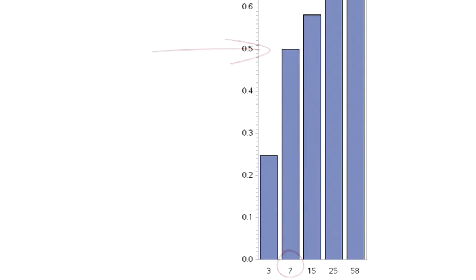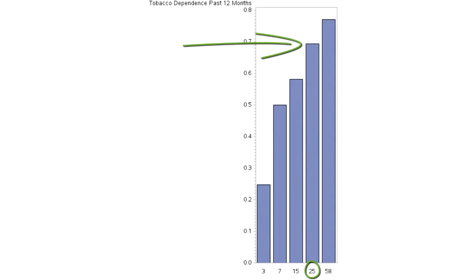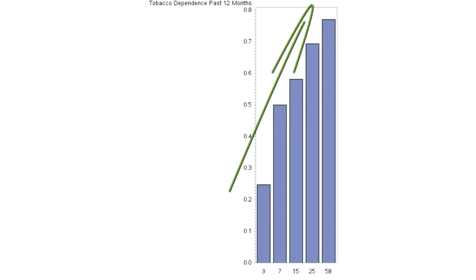Among those smoking 11 to 20 packs a month, 58% are nicotine dependent. Among those smoking 21 to 30 packs per month, almost 70% are nicotine dependent. And among those smoking more than 30 packs a month, more than 70% are nicotine dependent, around 77%. We can also see that these rates form a pattern. That is, the more packs smoked per month, the higher the rate of nicotine dependence. So, in a graphical way, we're already seeing that there seems to be a relationship between smoking and nicotine dependence, as we hypothesized.